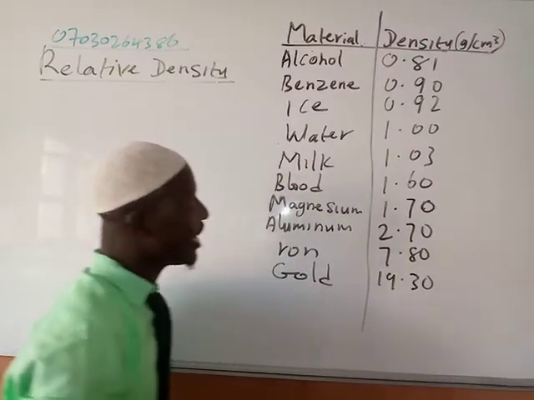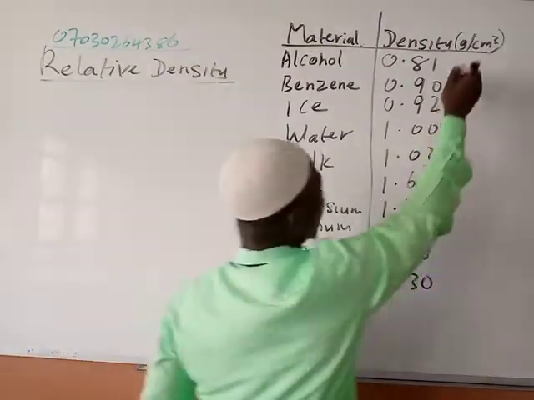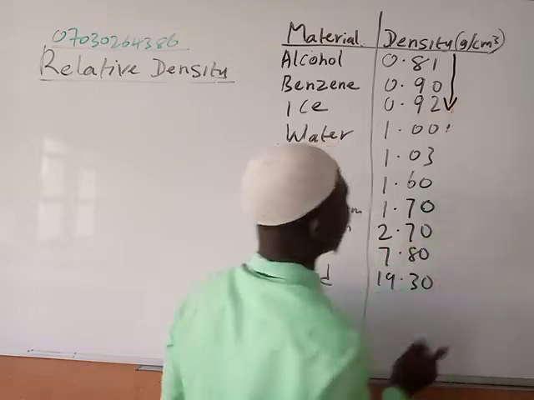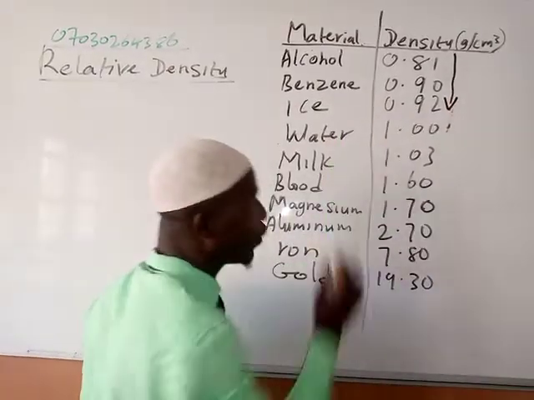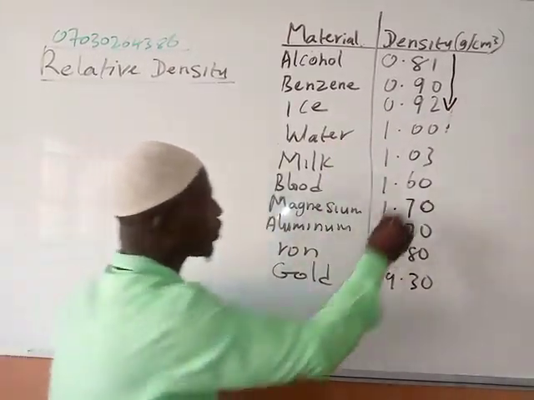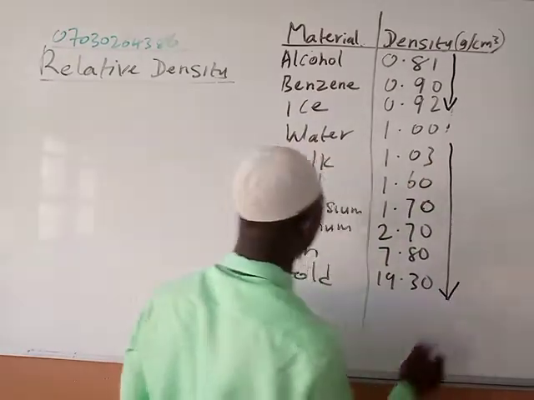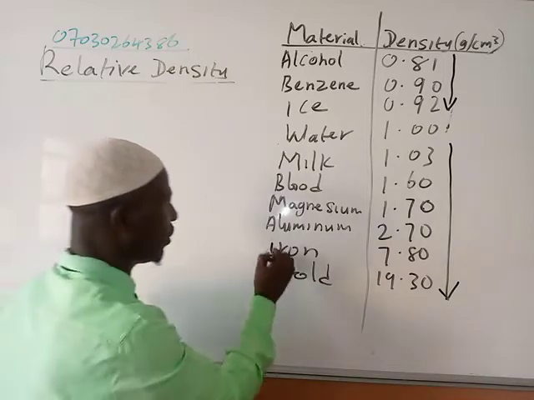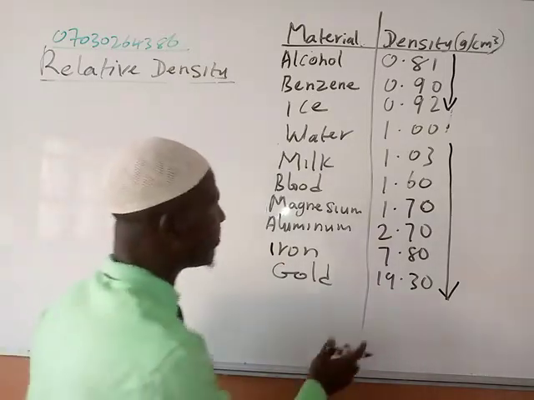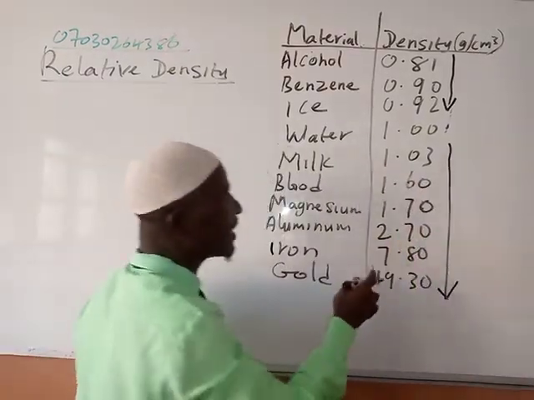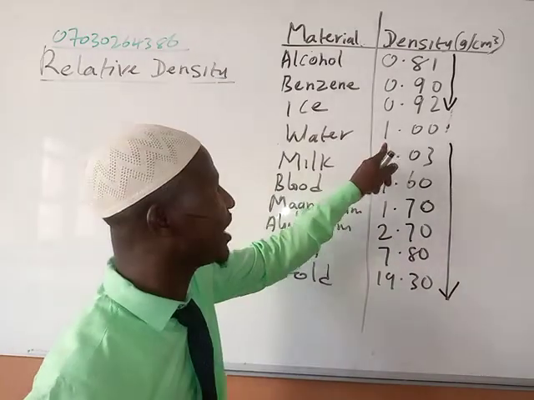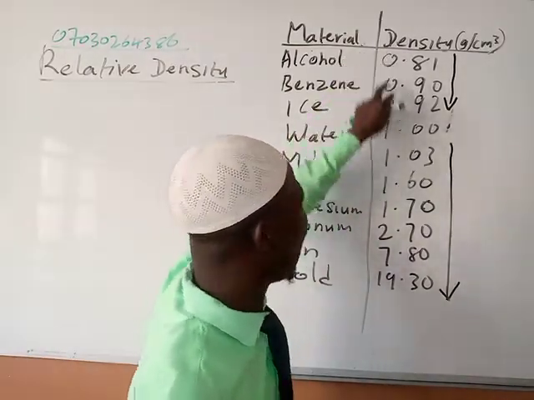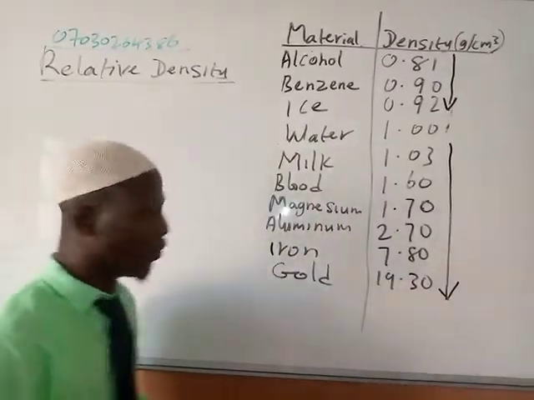The way I'm going is this. All these ones whose densities are less than the density of water are going to float in water. While all these ones, such as milk, blood, magnesium, aluminum, iron, gold, all of them are going to sink in water because their density is greater than the density of water. While these ones, alcohol, benzene, and ice, are going to float in water.